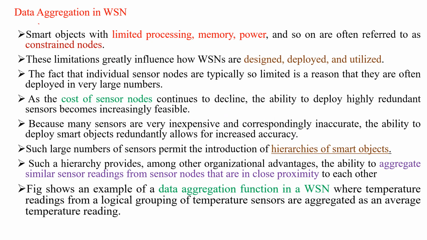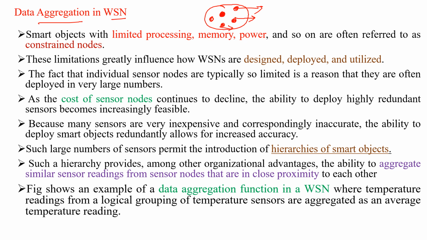So moving on to data aggregation in WSN. Instead of using one single sensor, since it is inaccurate, we connect a lot of redundant sensors and we take an aggregation of all the readings from all the sensors. That is called data aggregation in WSN.